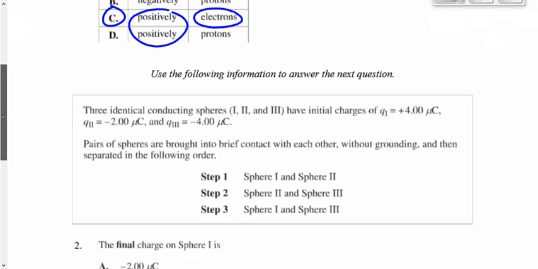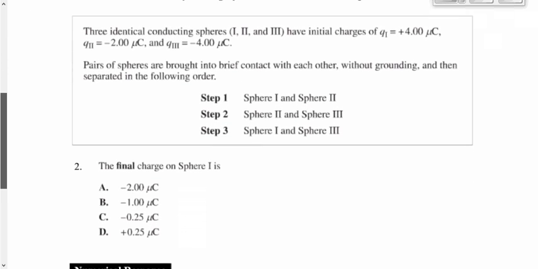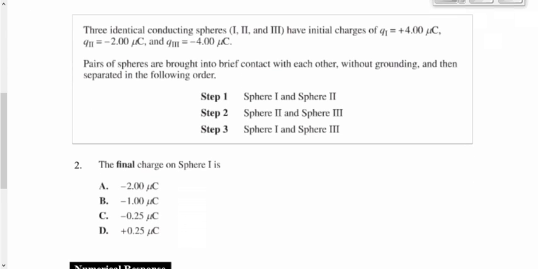How many people said C? Good. Next one, 3 identical spheres. Here are the charges. What's this mu C thing here?